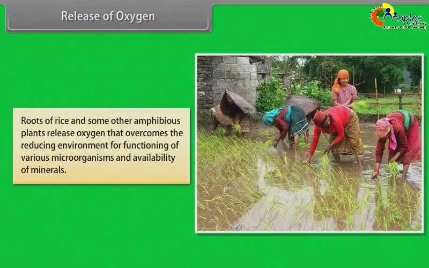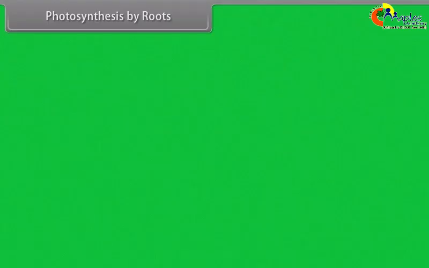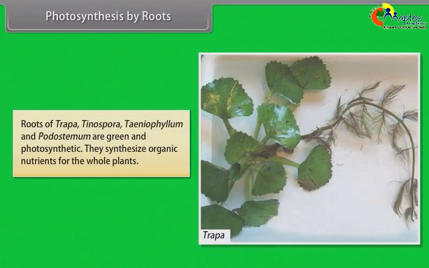Release of oxygen. Roots of rice and some other amphibious plants release oxygen that overcomes the reducing environment for functioning of various microorganisms and availability of minerals. Photosynthesis by roots. Roots of Trapa, Tinospora, Taeniophyllum, and Podostemum are green and photosynthetic. They synthesize organic nutrients for the whole plant.